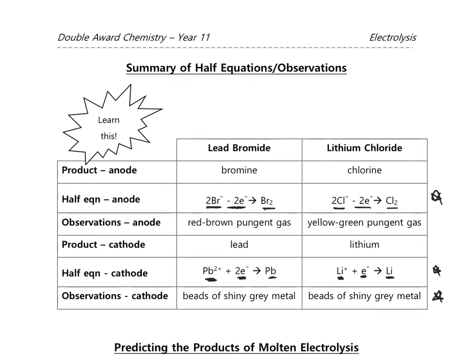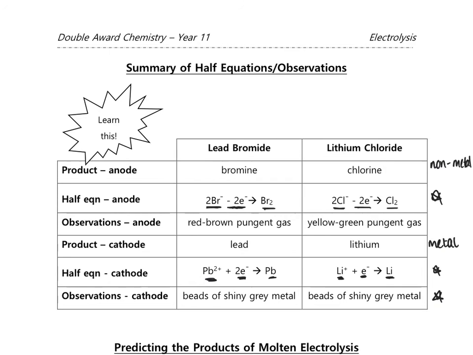Okay, you can see the product at the anode is always our non-metal, and the product at the cathode is always our metal. Then for our observations at the anode, it depends on what non-metal we're forming, but we're just thinking about what that product is and what it looks like.